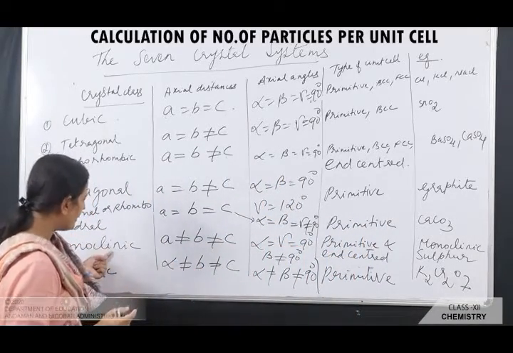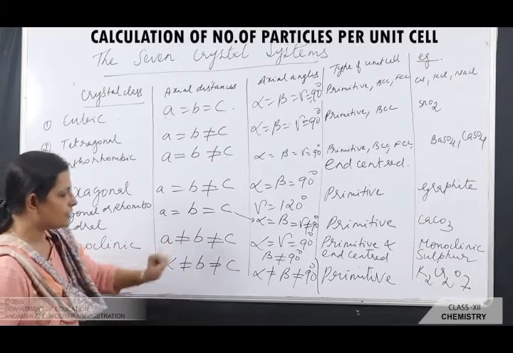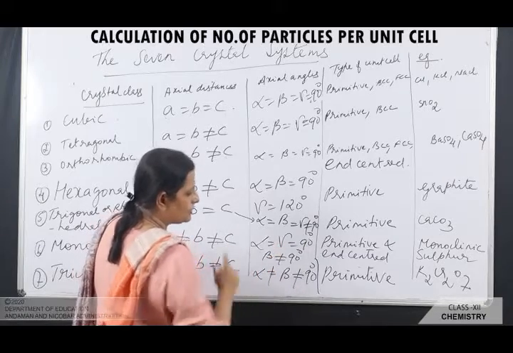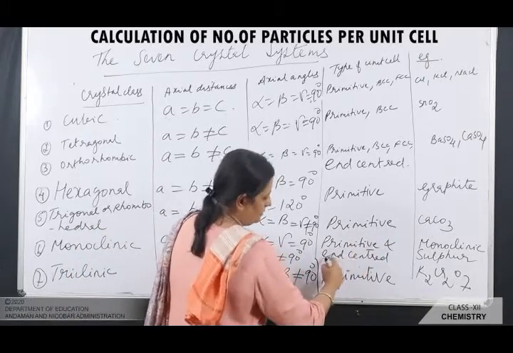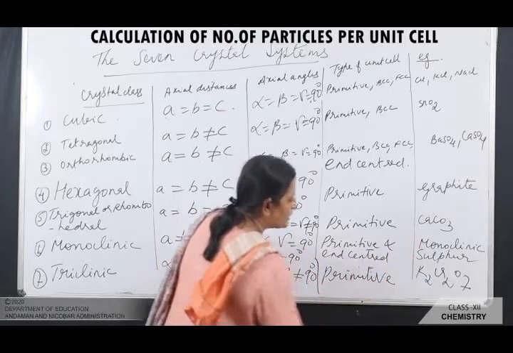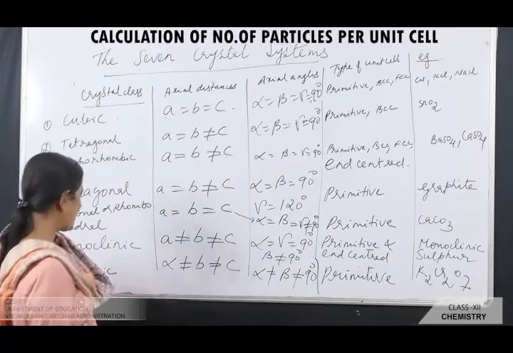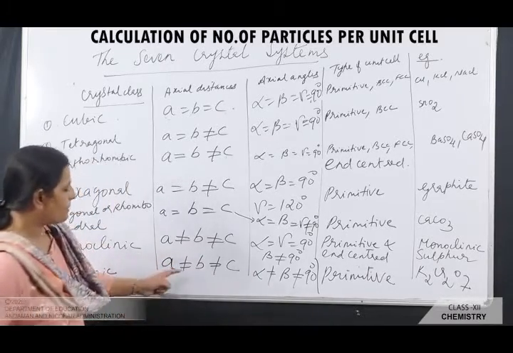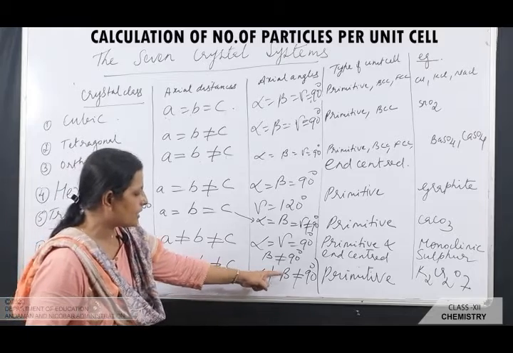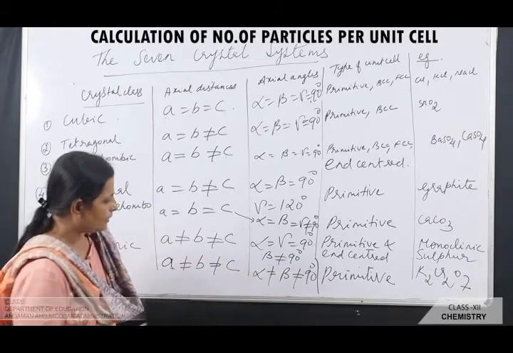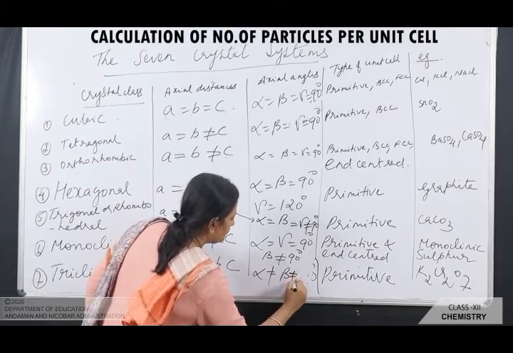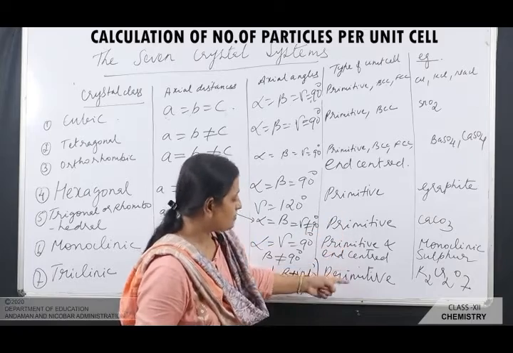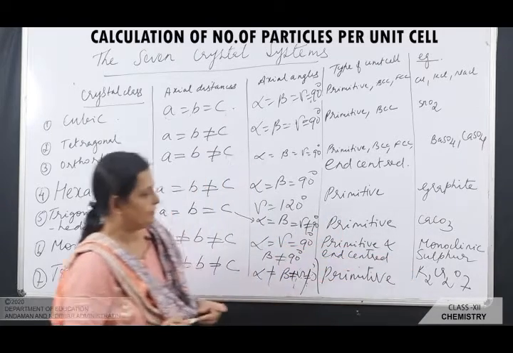Then comes monoclinic, where A not equal to B not equal to C. The angles alpha is equal to gamma equal to 90 degree and beta not equal to 90 degree. And it's either primitive or it can be end-centered. Example is monoclinic sulfur. Then comes triclinic, A not equal to B not equal to C, alpha not equal to beta not equal to 90, gamma not equal to 90 degree. It's primitive type, and the example is potassium dichromate.